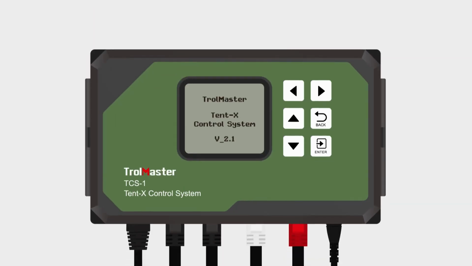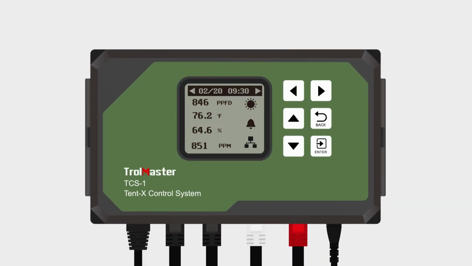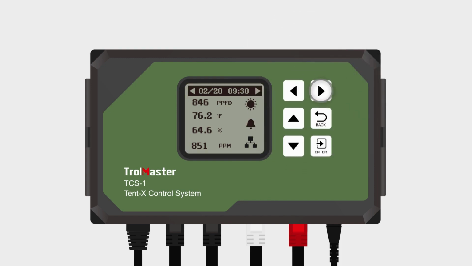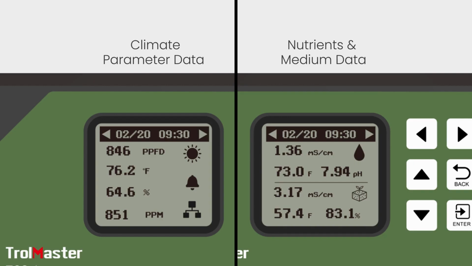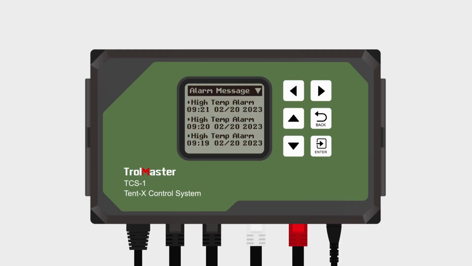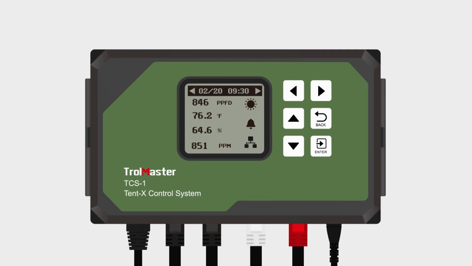When you first plug in the Tent X, you will land on the homepage. This is where the sensor data for the Grow Tent is displayed. Press the left and right arrows to switch between the climate parameter data, the nutrients and grow medium monitoring data, the device status page, and the alarm notification page. Each page provides specific information about the Tent X.